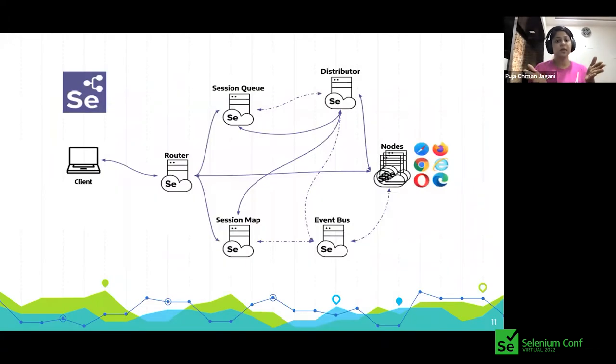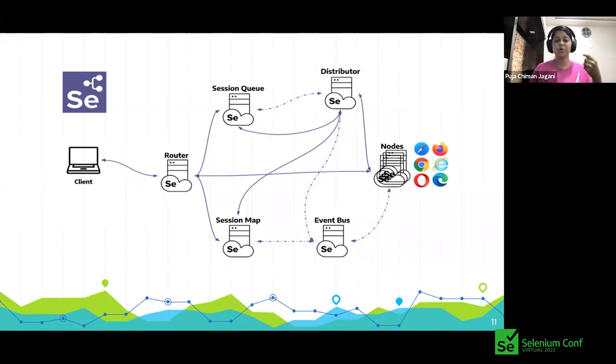Now we spoke about this architecture right now. In the same way, think of a trace as a single request going from the client to the router, to the session queue, the distributor node, and all the way back. That forms a single trace. So what is a span? The fact that the client was talking to a router, it did a unit of work. That is a span. The router added to the session queue and did a few steps. Those are units of work. That is a span.